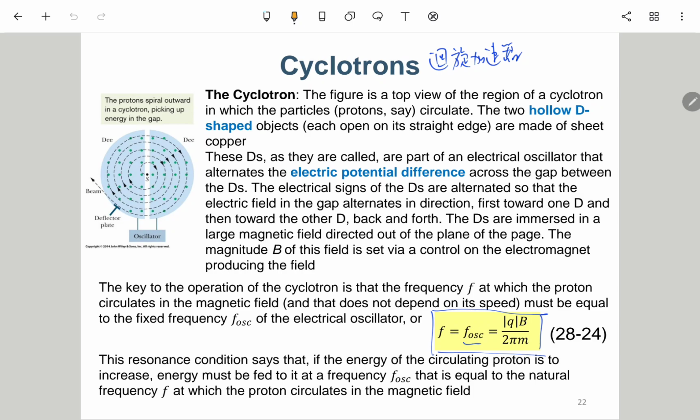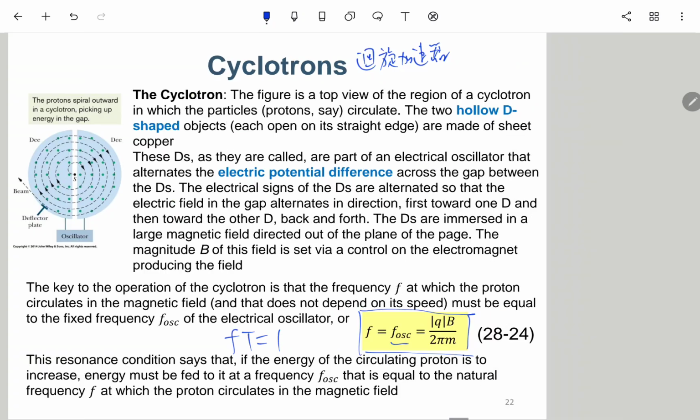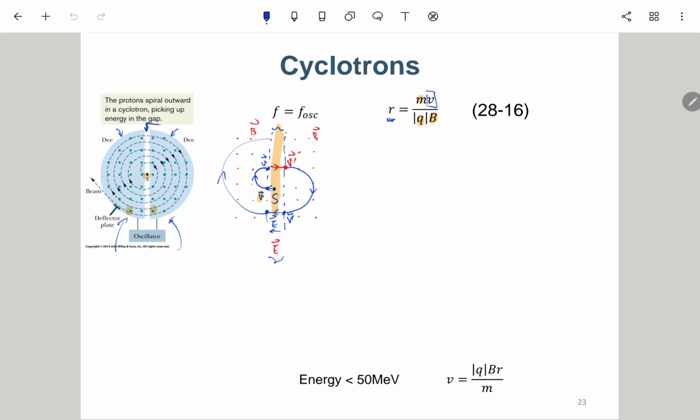So F times T is nothing but 1. Okay, so the frequency will be the reciprocal of the period. So F will be QB over 2 pi m. Okay, so this is the frequency that we would like to switch the direction of the E field. Okay, so this is more or less the mechanism of the cyclotron.